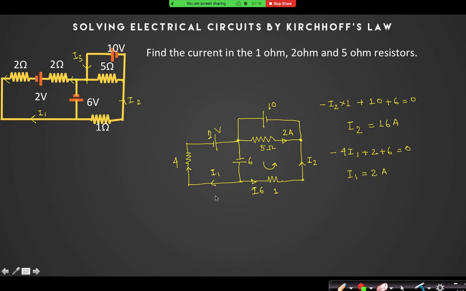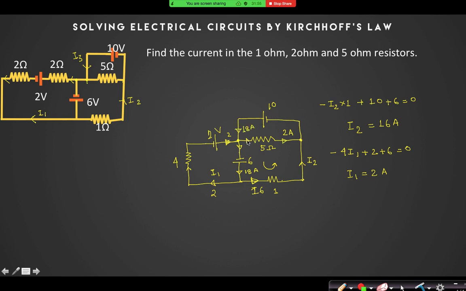Right? I1 is 2, I2 is 16. What will be the value of I3? Can anyone tell me the value of I3? Look, if this is 16 ampere and this is 2 ampere, then this current must be 18 ampere, yes or no? If this current is 18 ampere, and this current is 2 ampere in this direction, then that current must be 18 ampere.